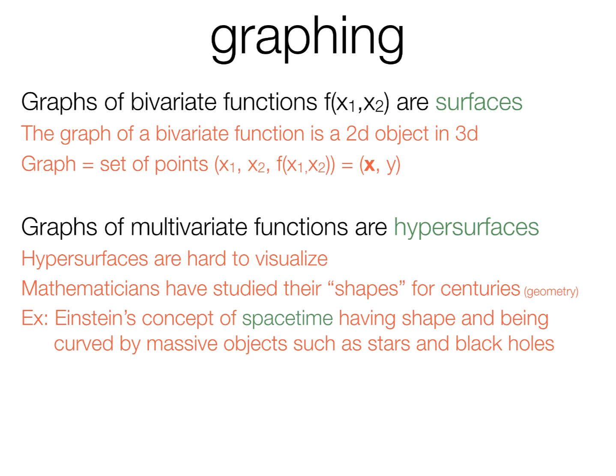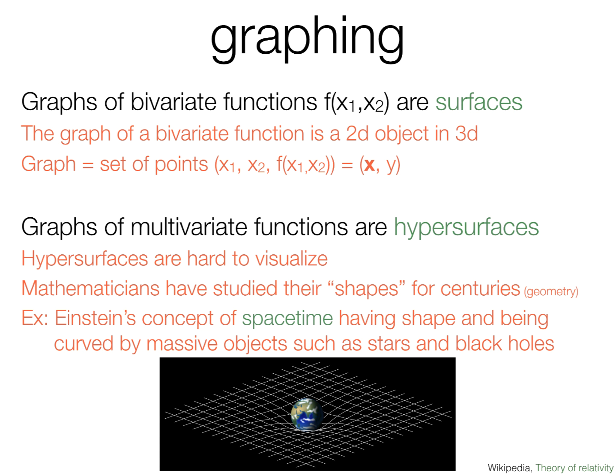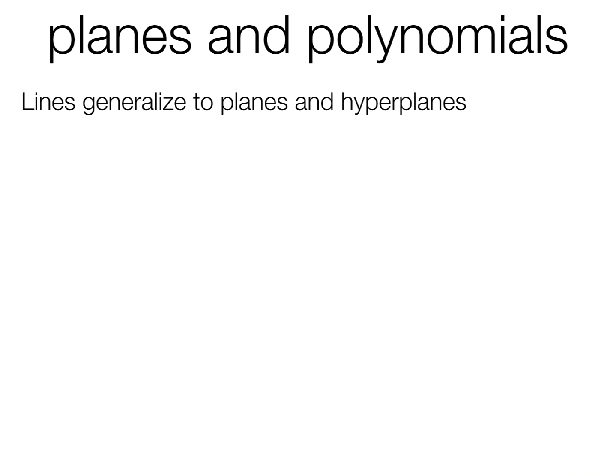As an example, you'll undoubtedly be familiar with Einstein's concept of space-time as having some kind of shape and being curved by massive objects like stars or black holes. And because of this, you'll see pictures that look like this for the curvature of space-time. Of course, this picture is not an adequate representation. It's trying to show something that is in a higher dimensional space that's being bent in that higher dimensional space, but we don't have the ability to see it in a lower dimensional space. Okay? Now, let's talk about some special cases.